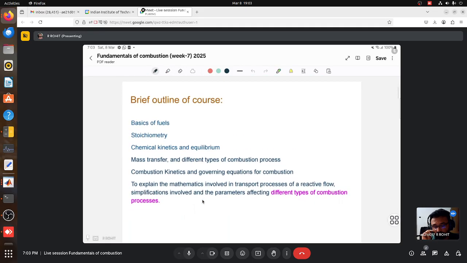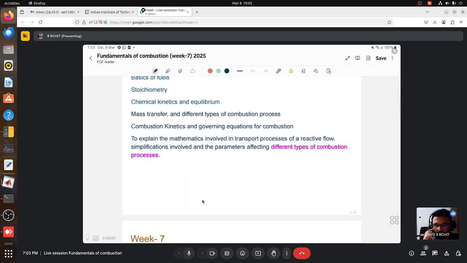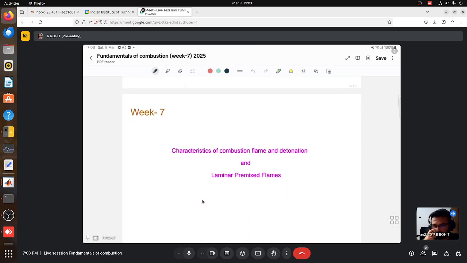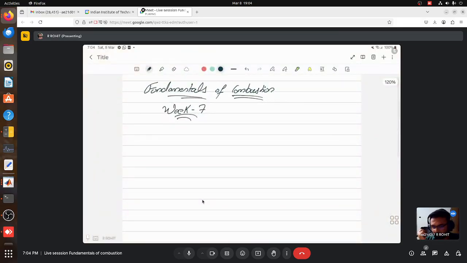In week 7, we are mainly focusing on the different types of combustion processes involved, the characteristics of the combustion flame and detonation, and laminar premixed flames. We are dealing with the fundamentals of laminar premixed flames, combustion flames and detonation. The basic idea was taught to you in your week 7 videos. I will briefly cover what was taught, and then we will move on to the questions that we have.